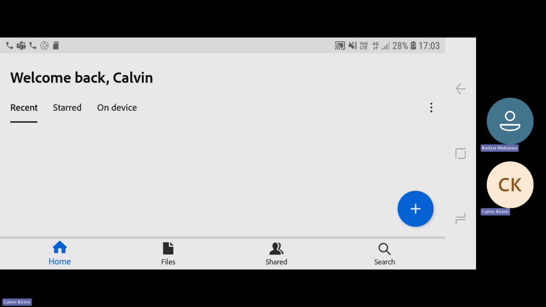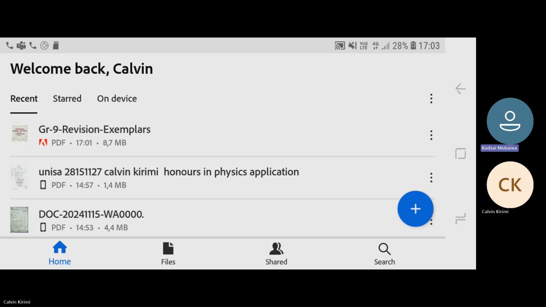So we are saying we want to sketch the graph.